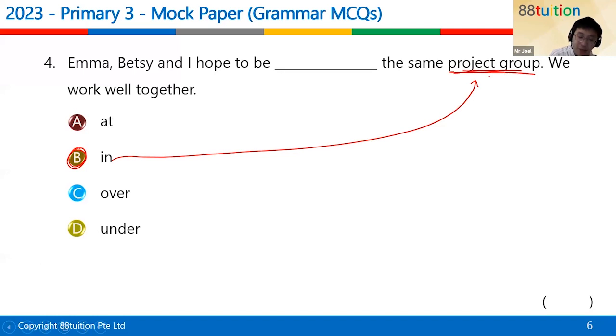Okay? So the answer here must be B. The rest doesn't make sense. You can't say you're over the same project group, you're under the same project group, or you're at. The project group is not a place. You can't say you're at the project group. Okay? So that's fantastic. Everyone gets 1 point again.